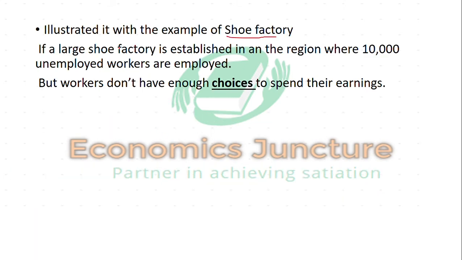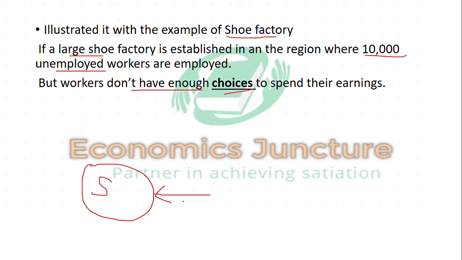For example, he illustrated that if a large shoe factory is established in a region where around 10,000 workers are employed, what happens is that we have one shoe industry, but the problem is that the workers don't have a lot of choice to buy, right? They are not provided with enough choice. All they can buy is that shoe, right? So they are the only consumer to it.